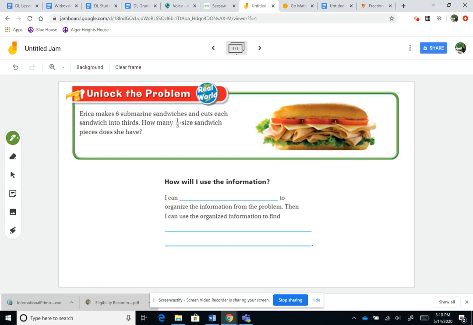How will I use the information? I can, and I already said we were going to draw a diagram. Draw a diagram to organize the information from the problem. Then I can use the organized information to find out what? To find how many 1/3 size pieces.